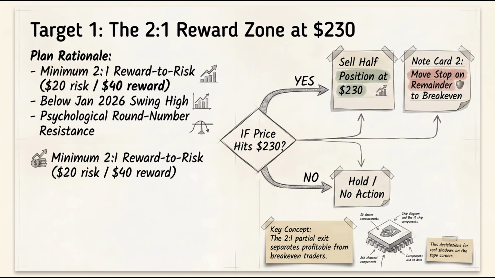When it comes to taking profit, we use Method B's $10 risk to target a 2-to-1 reward ratio. Our first target is $230.